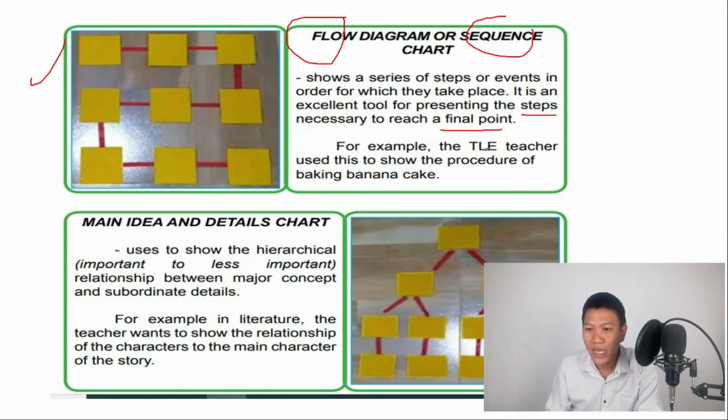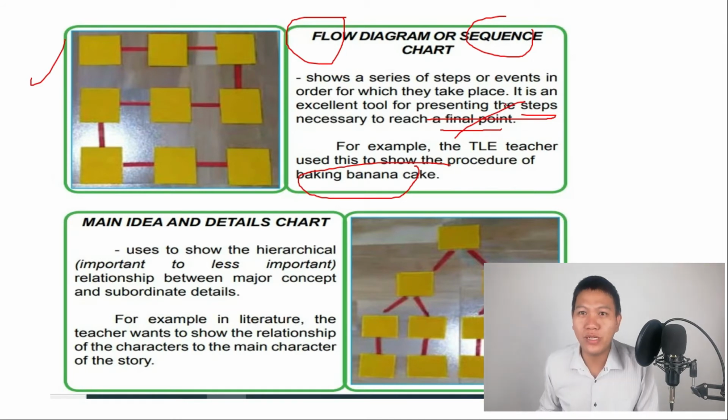For example, the TLE teacher used this to show the procedure of baking a banana cake. Somehow it's similar to a cycle diagram, but a cycle diagram does not have an end. Here it has an end. So there is a beginning and then there are some steps or procedures to reach the final point. It's like cooking. So this one is applicable in TLE classes.